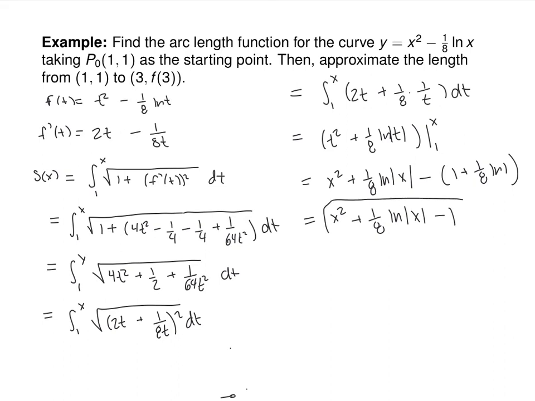So that tells you the length of the curve x squared minus 1/8 ln x from 1, 1 to some other point x, f of x. To find the length from 1 to 3, all you have to do is plug in 3. So s of 3 will equal 3 squared plus 1/8 ln of 3 minus 1, which is 8 plus 1/8 ln of 3.